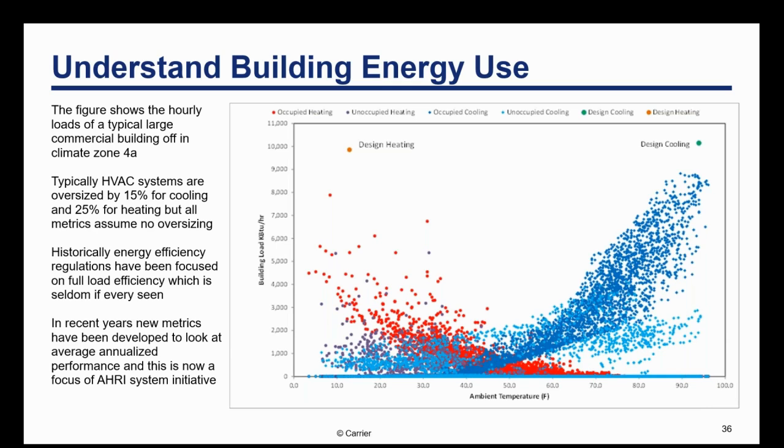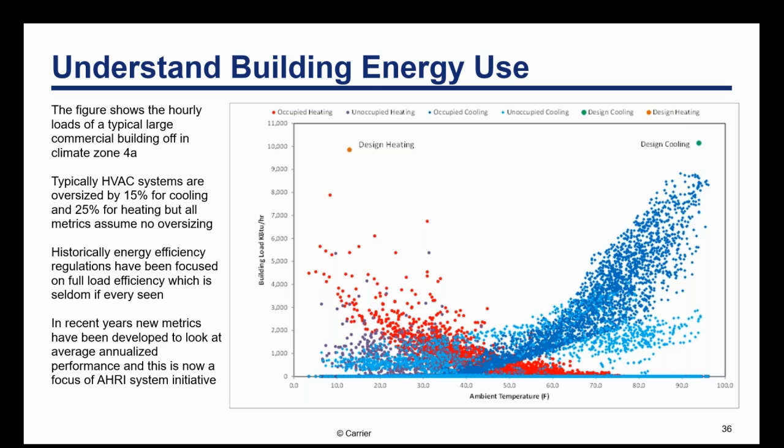So, a little bit on building load profiles. One of the things we've tried to do in the 90.1 committee is really look at buildings and try to understand how they run. This is some work that came out of some of the reference buildings that we have, and it's a typical large office building. I think it's in climate zone 5, if I remember right. You can see the dark blues are the occupied cooling, the light blues are unoccupied cooling, and the reds are heating.